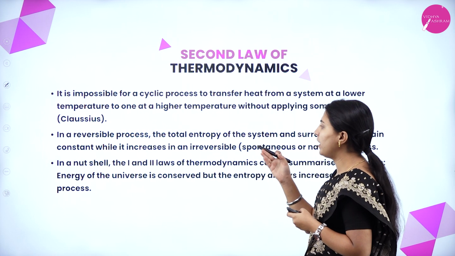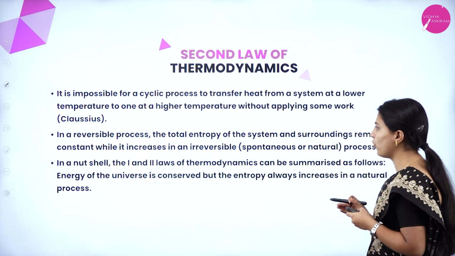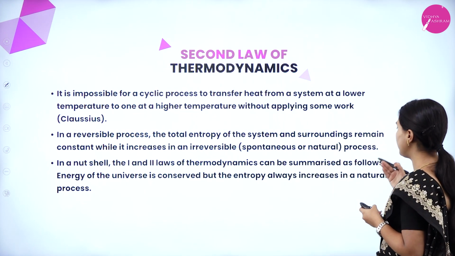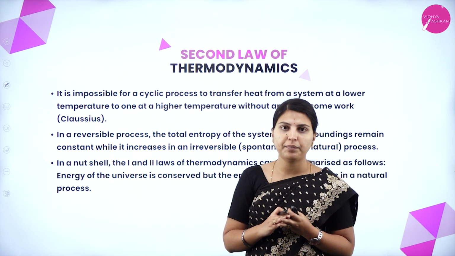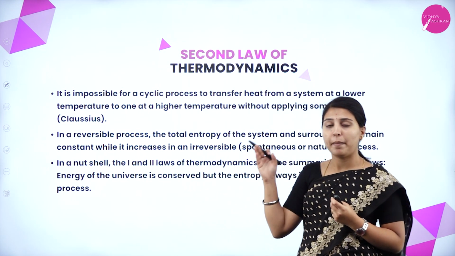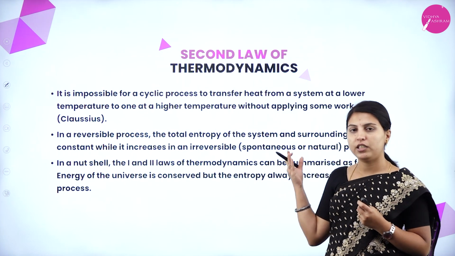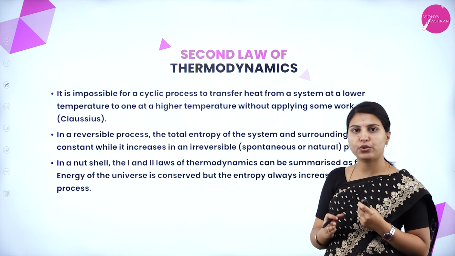In a nutshell, the first and second laws of thermodynamics can be summarized as follows. The energy of the universe is conserved, but the entropy always increases in a natural process. Energy is conserved, which was said in the first law of thermodynamics, but the entropy keeps on increasing in the universe, which was said in the second law of thermodynamics. Both statements are true.